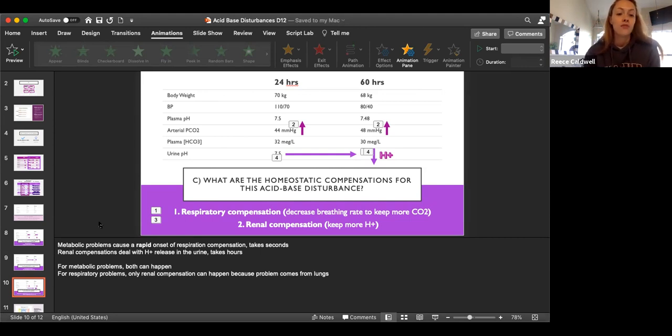happen, because if we're dealing with a respiratory disturbance, we have some type of disease in the lungs, and this is going to affect our breathing rate anyways. So we won't see respiratory compensation with respiratory alkalosis or acidosis. So make sure you know that both of these, respiratory and renal compensation, can occur for metabolic problems, but for respiratory problems like respiratory alkalosis or acidosis, we're only going to see renal compensation. So kind of take note of that as well.